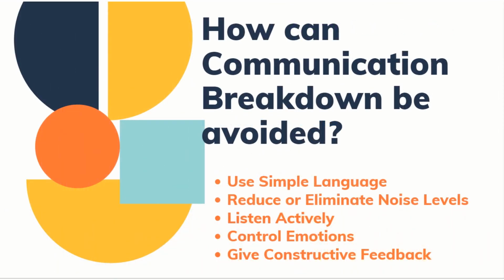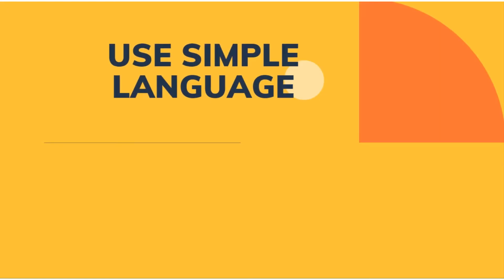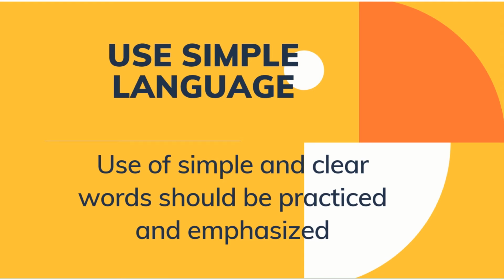Knowing that barriers or noise are the primary causes of communication breakdown, the question is, how can we avoid or prevent communication breakdown from happening? Here are 5 basic tips. The first one is always use simple language. The use of simple and clear words should always be practiced and emphasized.